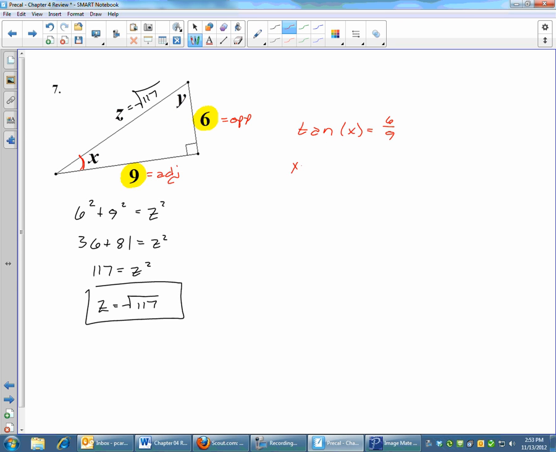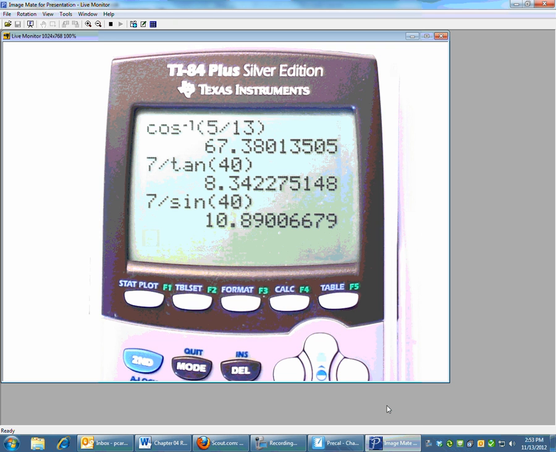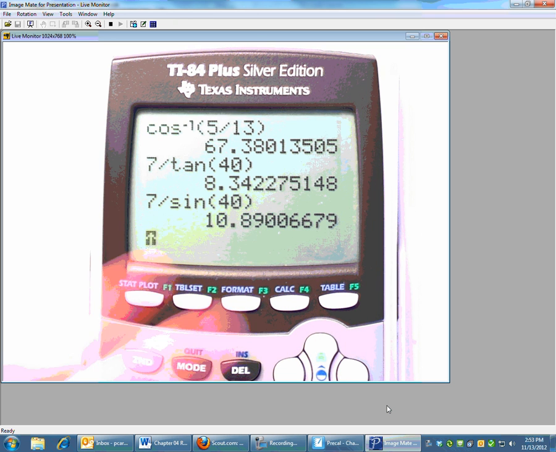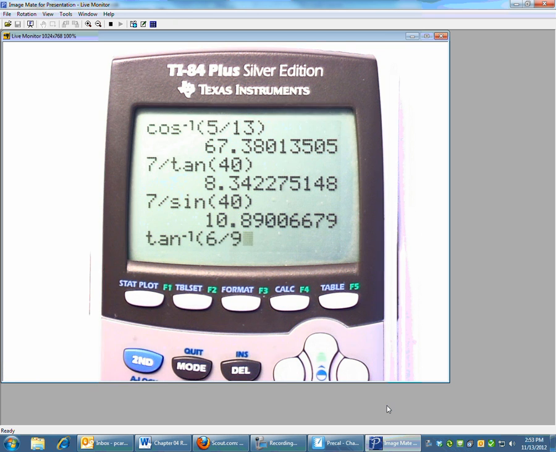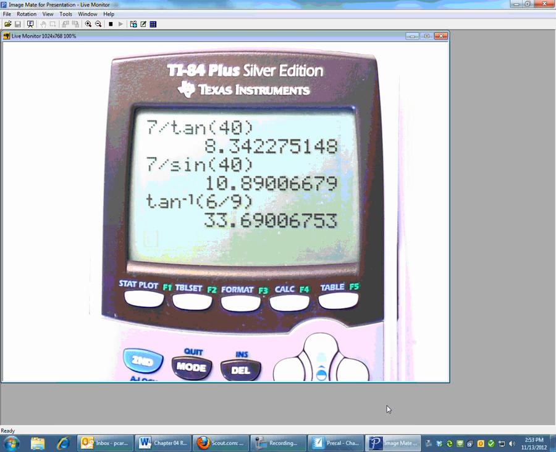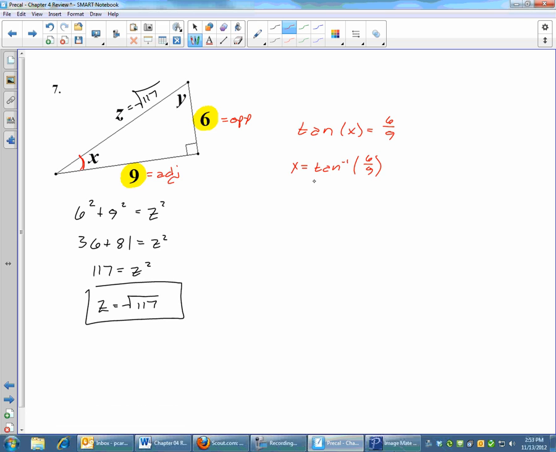And then to get x, we will do the inverse tangent of 6 ninths. So the inverse tangent of 6 ninths, we'll go to our calculator. The inverse tangent of 6 over 9. And you get 33.690, and this is an angle, so x is 33.690 degrees. So there's our answer for x.